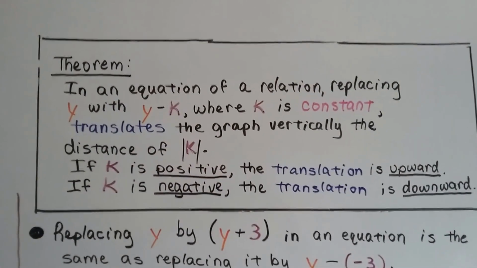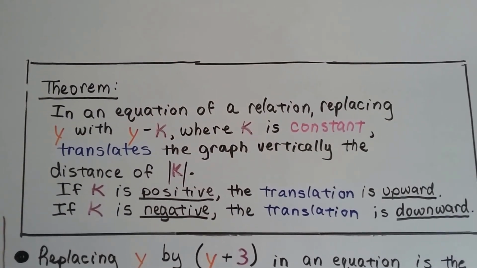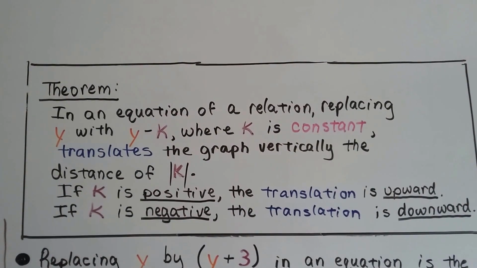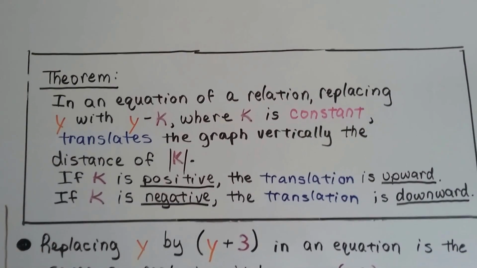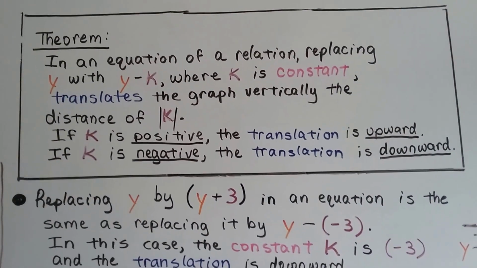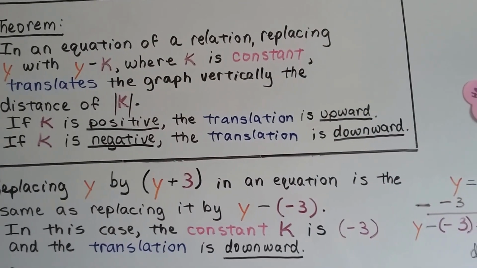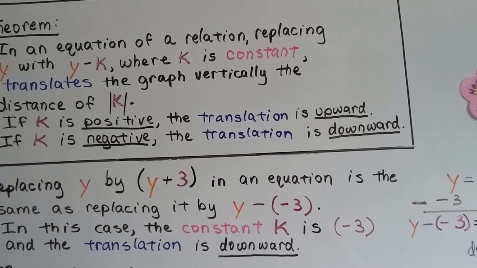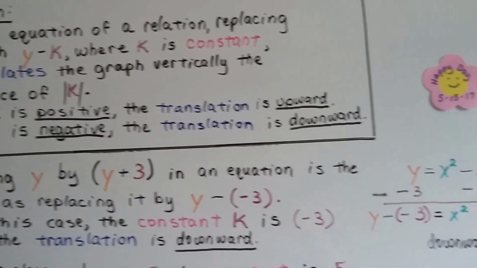In an equation of a relation, replacing y with y minus k, where k is a constant, translates the graph vertically the distance of the absolute value of k. If k is positive, the translation is upward. If k is negative, the translation is downward. Replacing y by y plus 3 in an equation is the same as replacing it by y minus a negative 3. And in this case, the constant k is a negative 3 and the translation is downward.